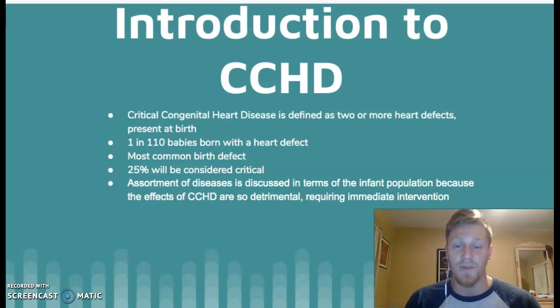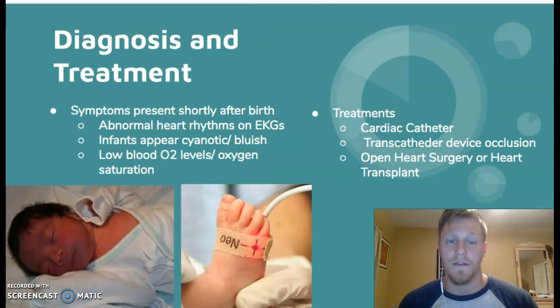And that's why the patient population is referred to as infants, because they're diagnosed typically pretty early, and intervention is usually done as an infant. Diagnosis usually occurs within the first few days of life, depending on the severity of the deformities. Abnormal heart rhythms are usually observed on EKGs. Patients or babies will appear cyanotic, which is just the medical term for their skin having a bluish tinge.